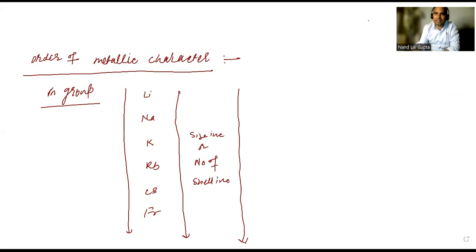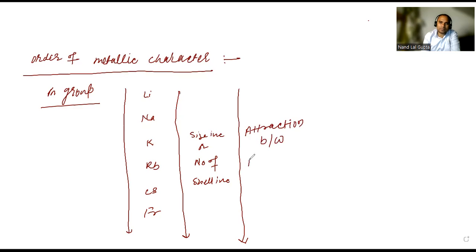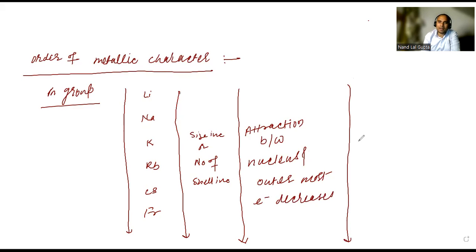So how can you correlate these things? Well, the more shells you have, the attraction between the nucleus and the outermost electron, what will happen? Will it increase or decrease? Decreases. Okay. If the attraction decreases, does it become easy or difficult to lose an electron? Easy to lose an electron.